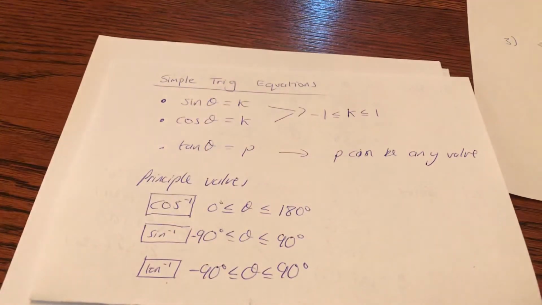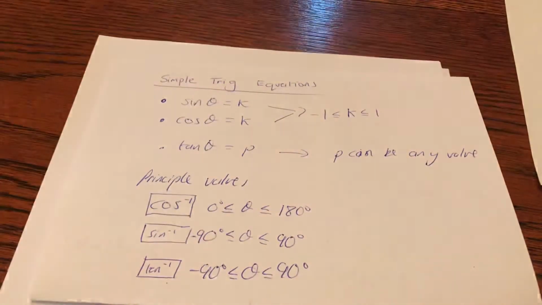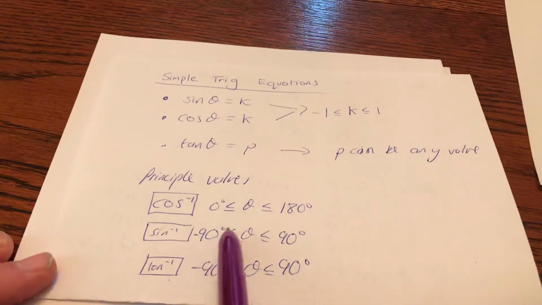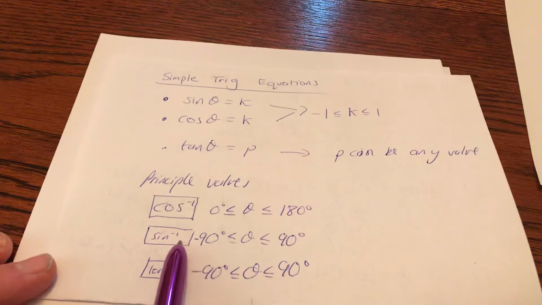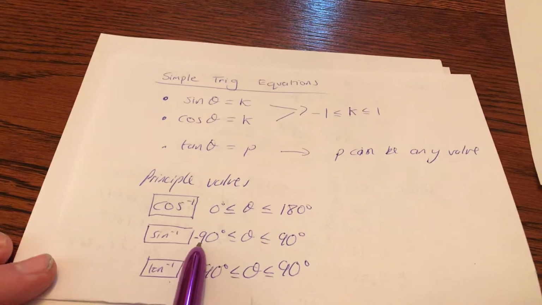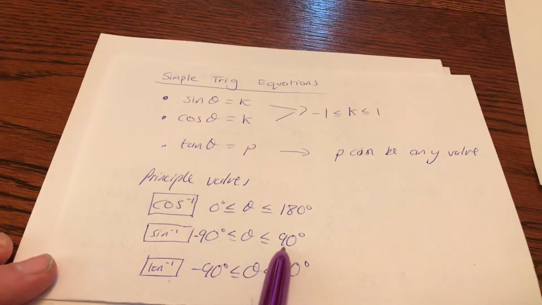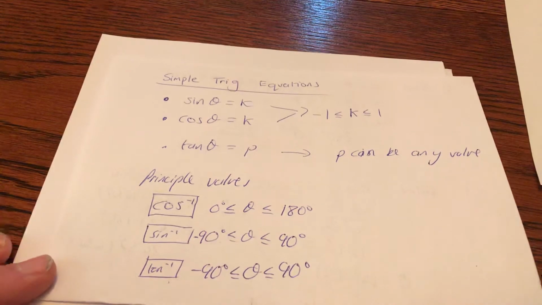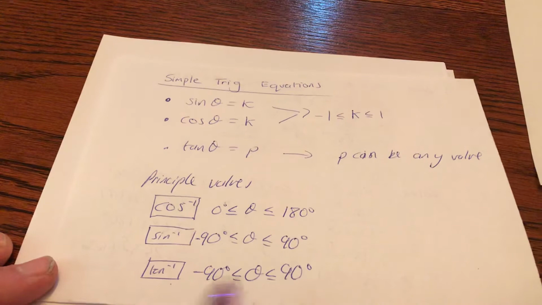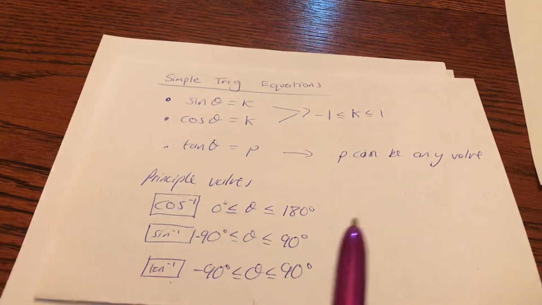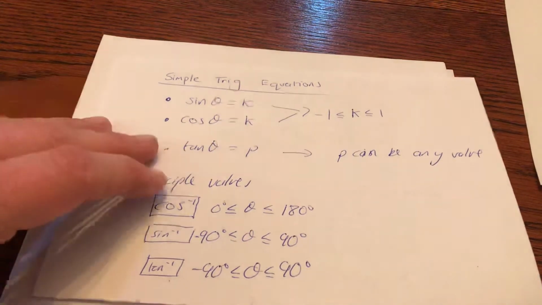Principal values, that's what happens when you put inverse cos or inverse sine, inverse tan. You put the values into the calculator. What angle comes out first? Well, your cos value will be between 0 and 180. Sine value will be between negative 90 and positive 90, and the tan value will be between negative 90 and positive 90. So that's good to know, it's useful to know for solving.